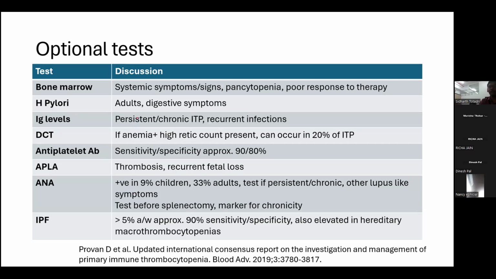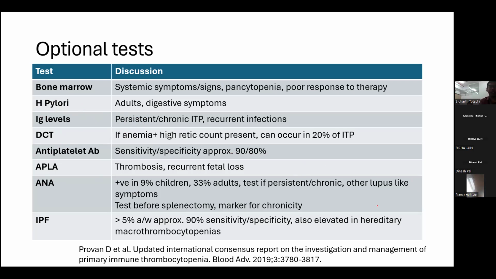H. pylori testing is more done in adults, not so important in children, but maybe in an adolescent with poor response to treatment, you might consider it. Immunoglobulin levels, again, one would think of doing when there is a history of recurrent infections or there is persistent or chronic ITP, because some rare immune disorders like common variable immunodeficiency can present as ITP. Direct Coombs test, particularly if there is anemia, because if there is DCT positivity, then it might be a combination of immune hemolytic anemia and thrombocytopenia, which occurs in a condition called Evans syndrome.